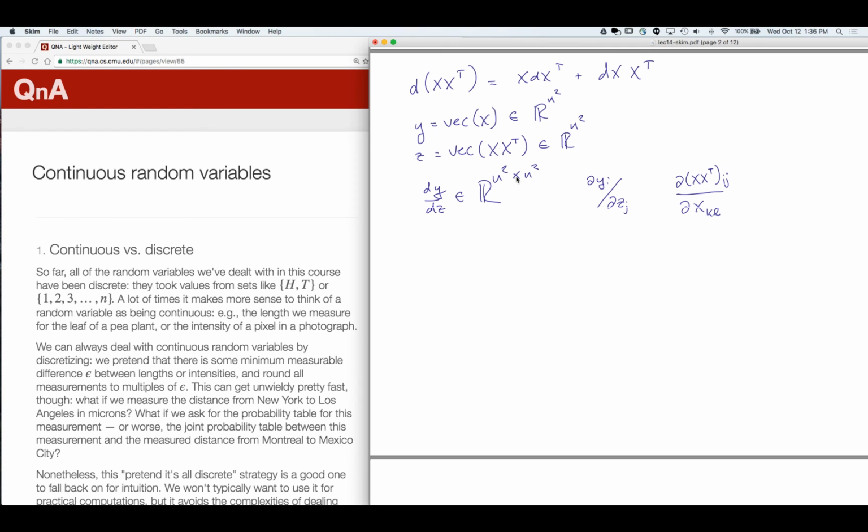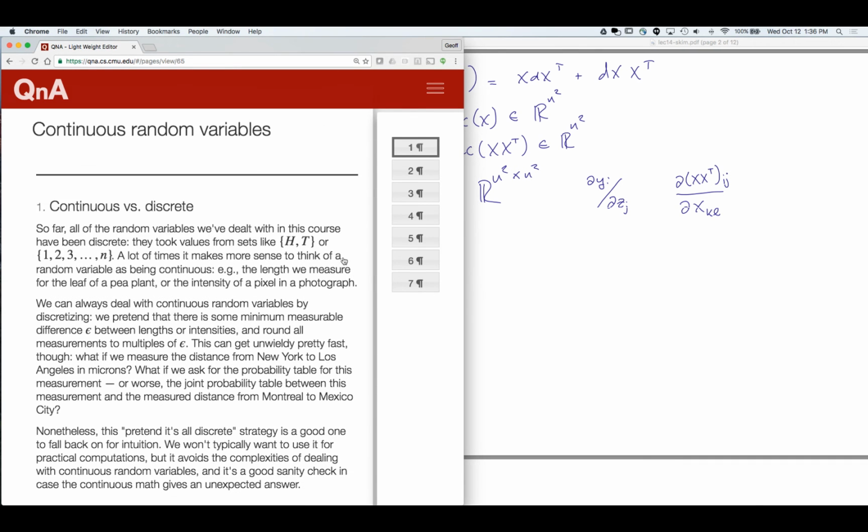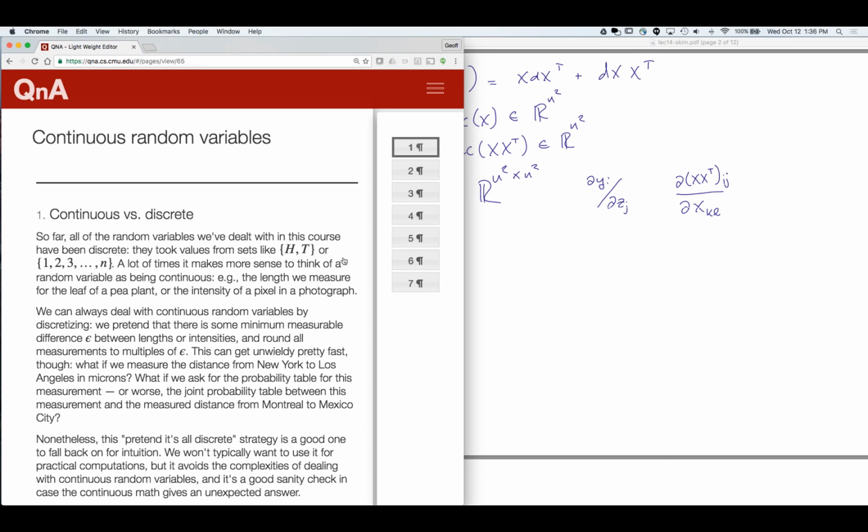All right, so now let's take a look at the lecture notes for today. The first thing I want to talk about is continuous random variables. Up until today, all of the random variables that we've dealt with in this class have been discrete, and they took on one of a finite set of values. If you want to think of a length or a height or an intensity or any of a lot of other physical quantities, it makes a lot more sense to think of the random variable as being continuous, a real number or a vector in R3 or something like that.